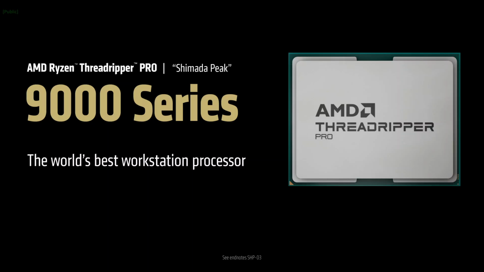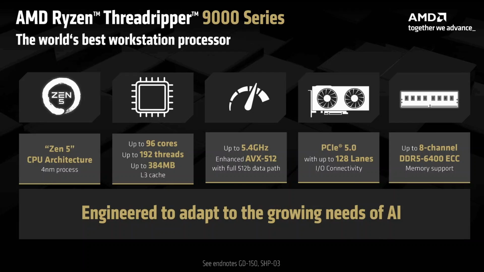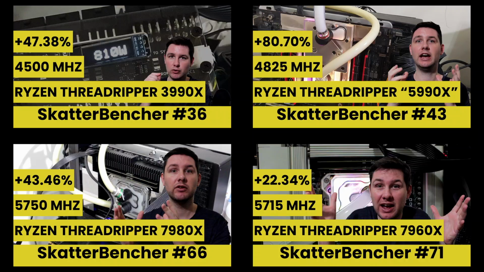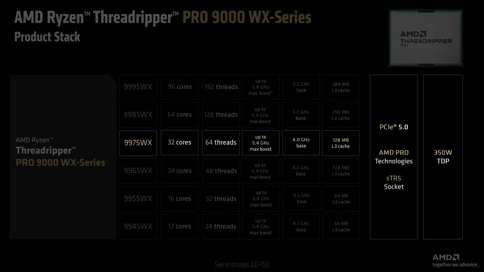The AMD Ryzen Threadripper Pro 9975WX is part of AMD's Zen 5-based Ryzen Threadripper 9000 workstation processor product line, codenamed Shimada Peak. It's the very first Threadripper Pro I'm overclocking on this channel. Pro means the CPU has more PCIe lanes and 8-channel memory. The 9975WX still has 32 cores and a base clock of 4 GHz. The listed boost frequency is 5.4 GHz and the TDP is 350 watts.